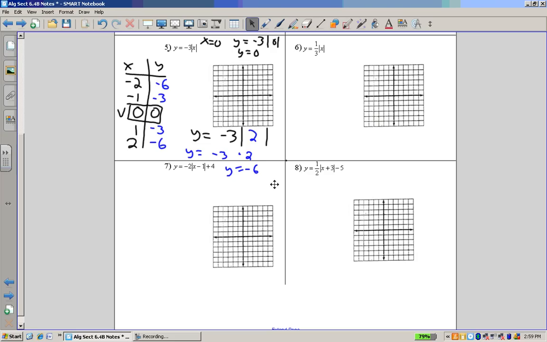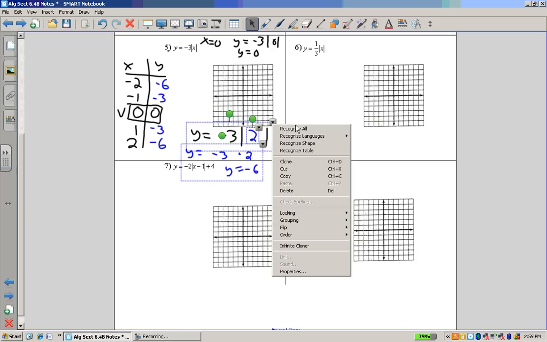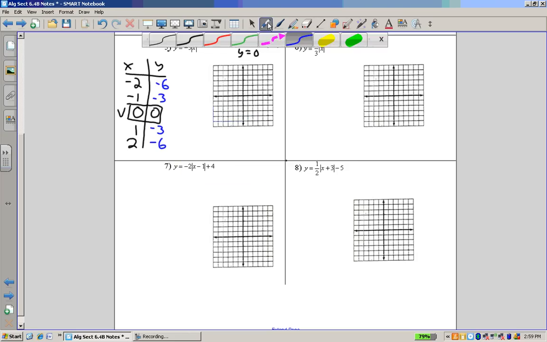And now we're ready to graph. -2, -6. -1, -3. 0, 0. 1, negative 3, and 2, negative 6.